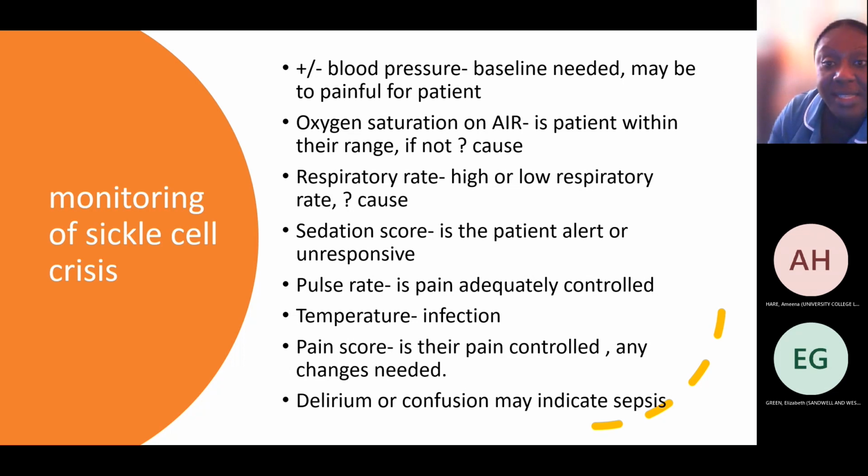But if the patient deteriorates, then definitely we need to increase the number of times we do the blood pressure. And then we're looking at oxygen saturation on air. So is the patient within their range? If not, what will be the query or what will be the cause of this?